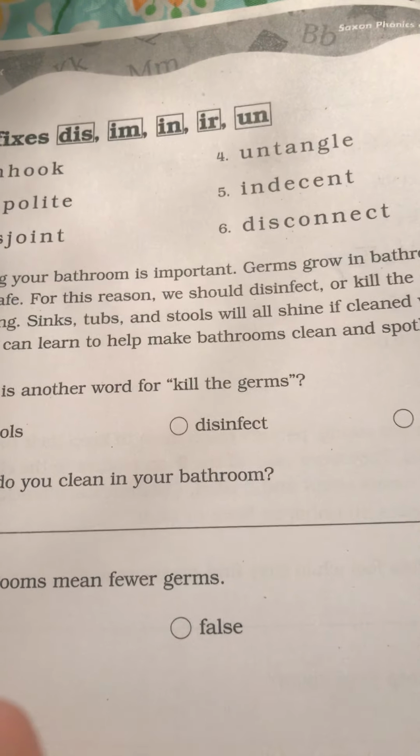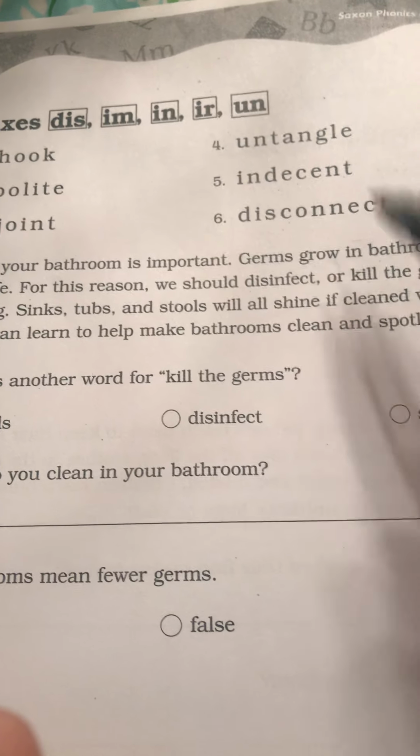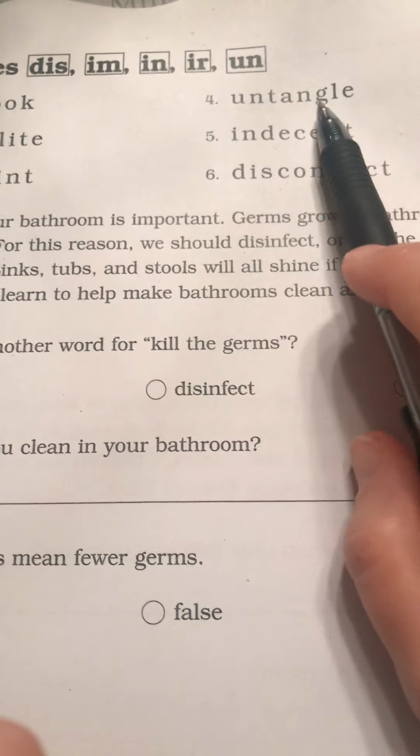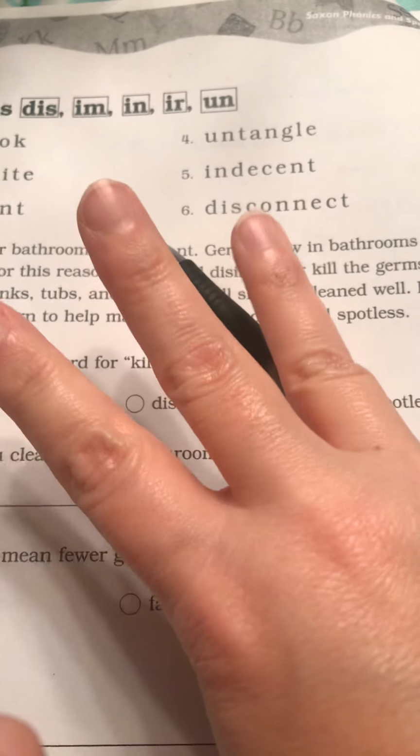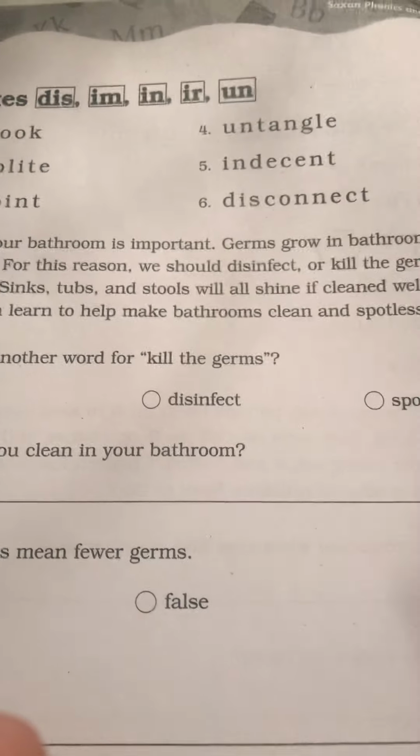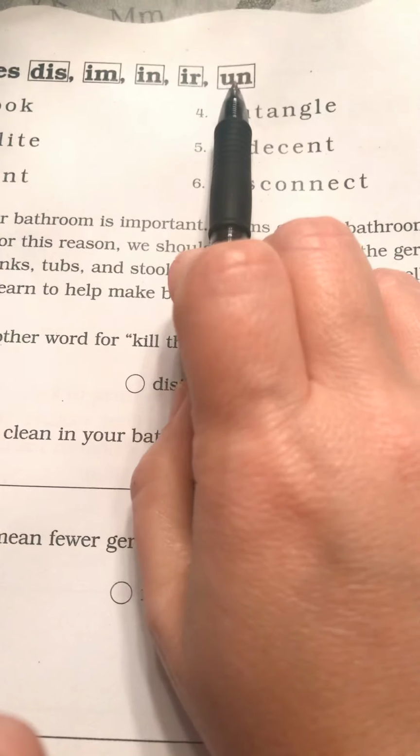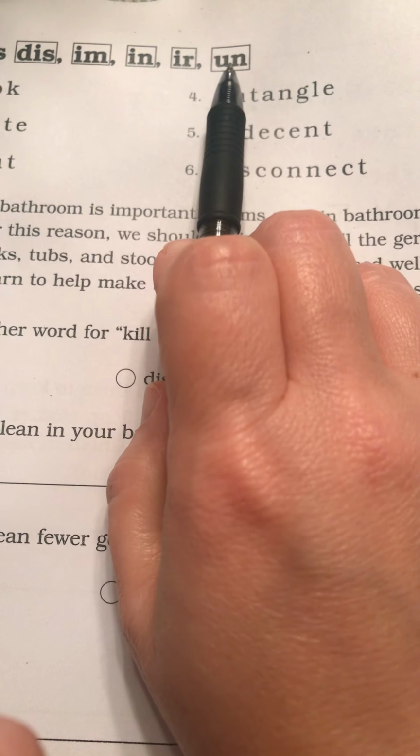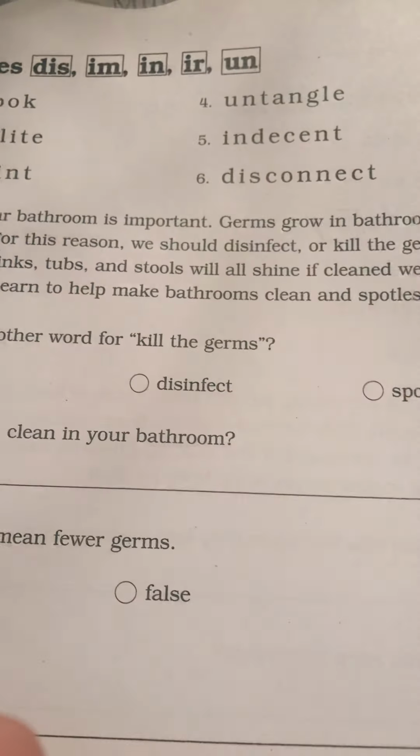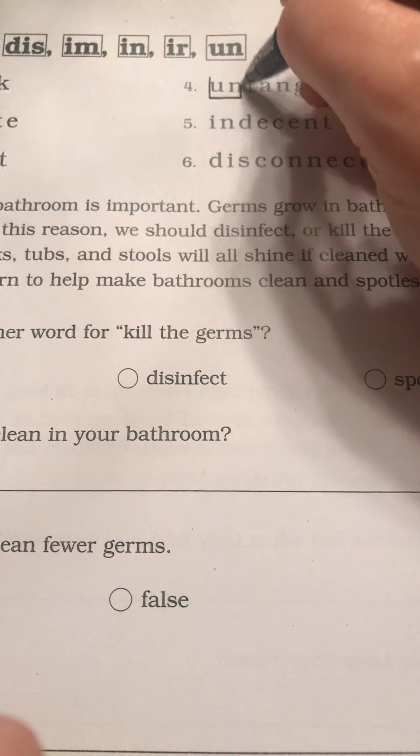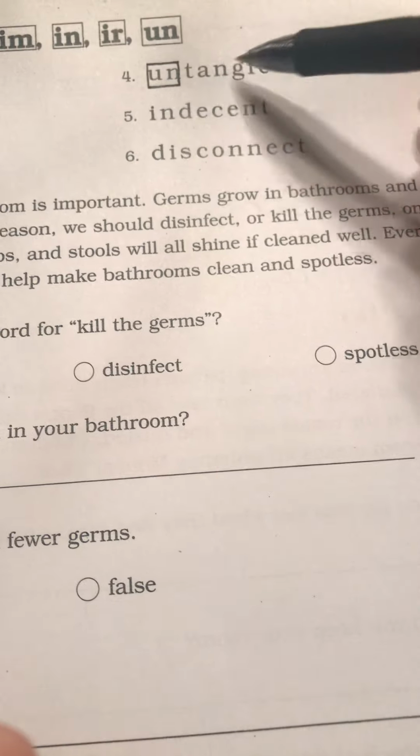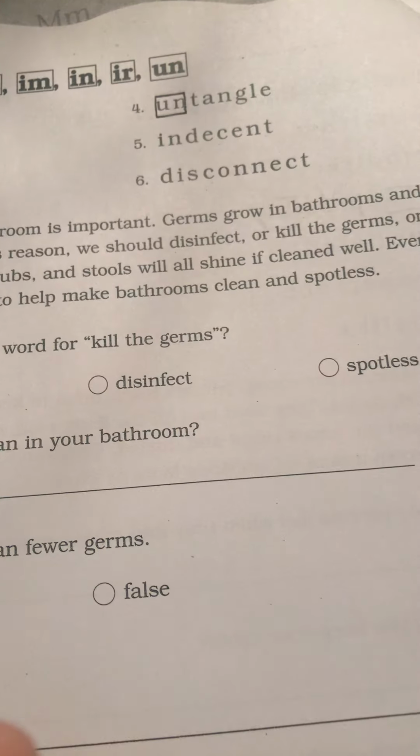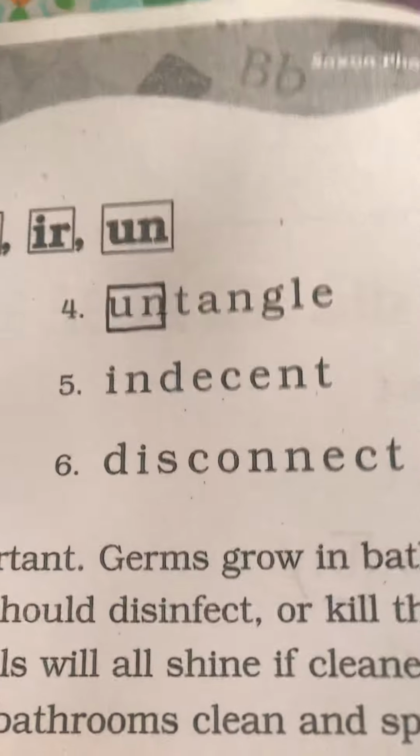Okay, so let's do untangle. Okay, untangle. Clap that out for me. Untangle. That has 3 syllables. Okay, so if I cover up un, I still have tangle left. Is tangle a word? Yes, it sure is. So I know that un is a prefix and I need to go ahead and box it. Now I'm left with tangle. Tangle. That's 2 syllables.